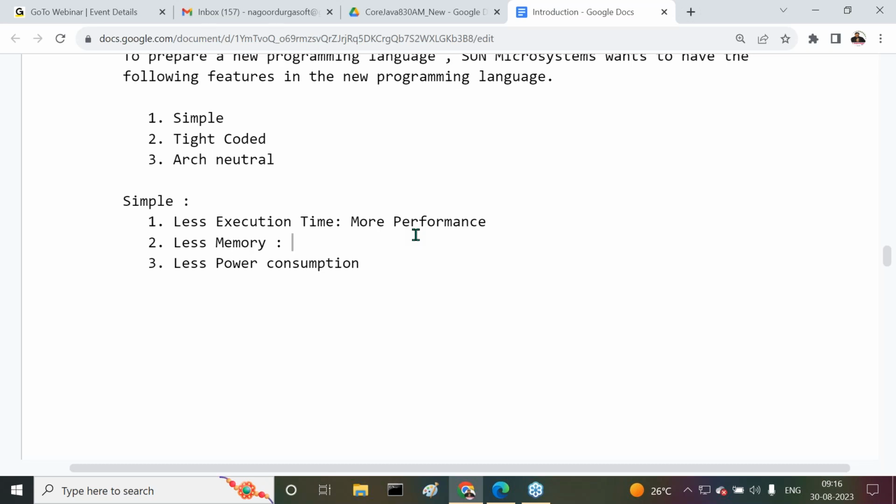Sir, all of you get my point or not? So that less memory is a punch we can understand. Sun Microsystems wants to prepare a new programming language. It must take less memory for the execution. If it is less memory, then less cost for the end product.